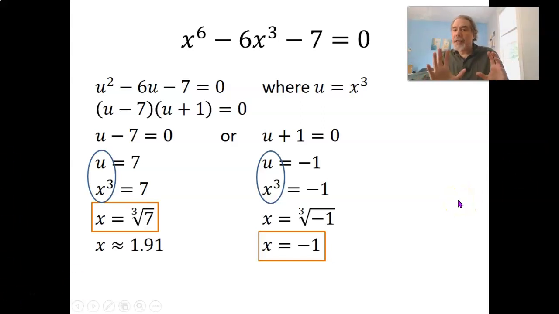Okay, so I'm going to stop this video here. We've talked about equations that are in the form of a quadratic equation. I'm going to come back in the next video and look at radical equations and how to solve those.